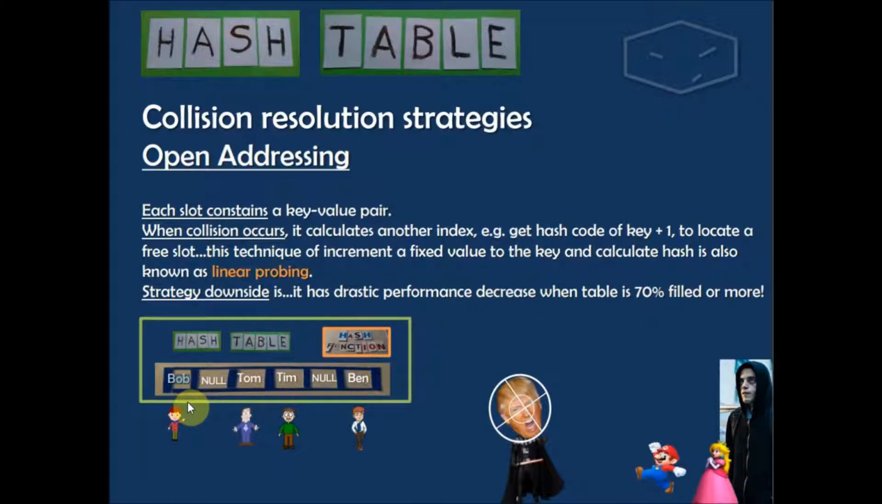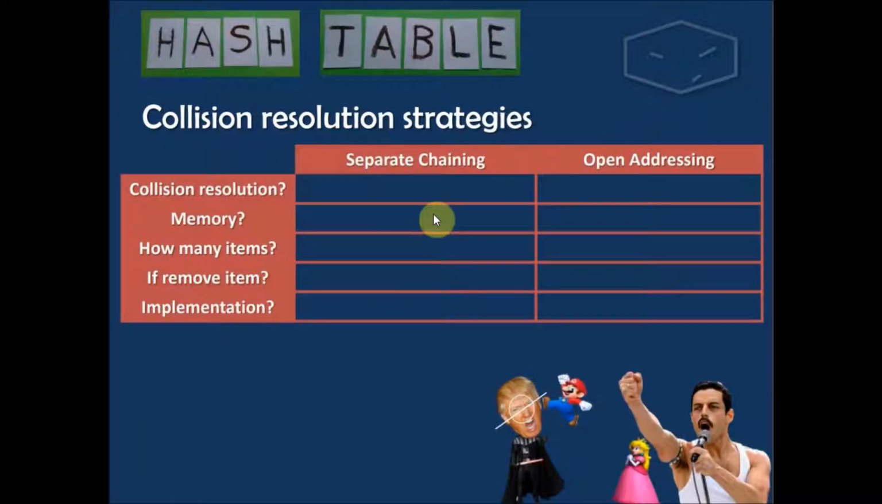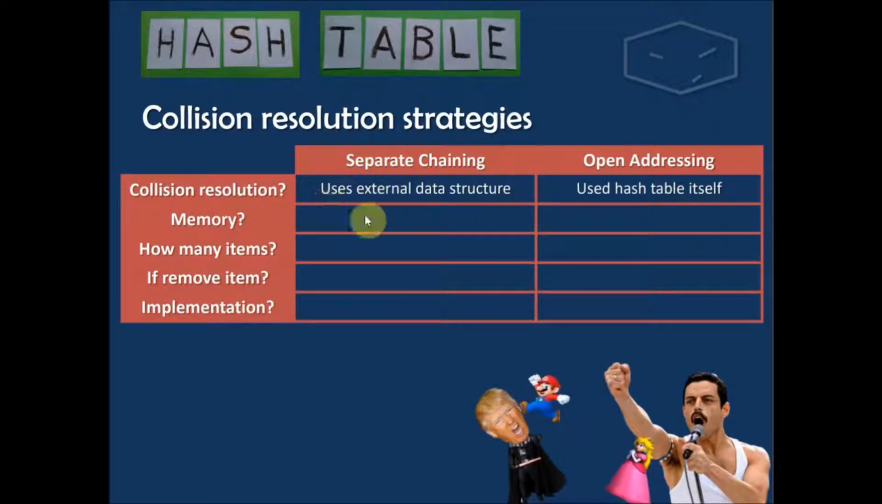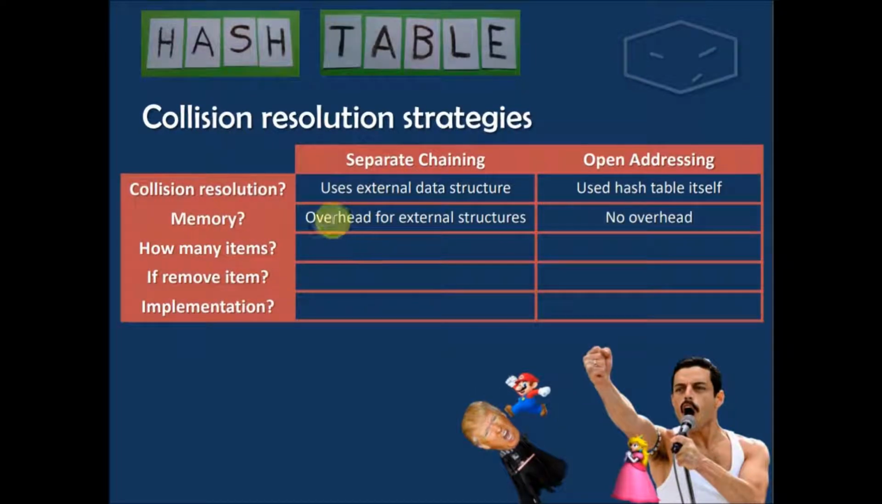It's just that. So let's do a simple comparison. About collision resolution, separate chaining uses external data structures. Open addressing uses just the hash table, okay? About memory, we have an overhead in separate chaining because we need external structures. Open addressing doesn't have any overhead.